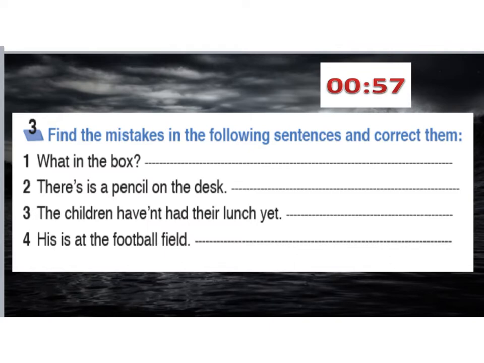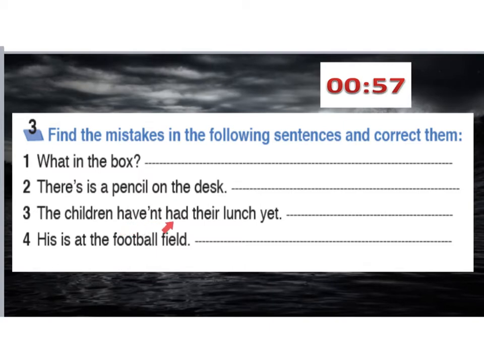Now in exercise 3 there are mistakes. Find the mistakes in the following sentences and correct them. Is it right to say what in the box? What in the box? This is wrong. I should say what is in the box. What is in the box, okay? So this is wrong. See, this is the mistake here. I don't say there's or there is, which one of them. There's a pencil on the desk.